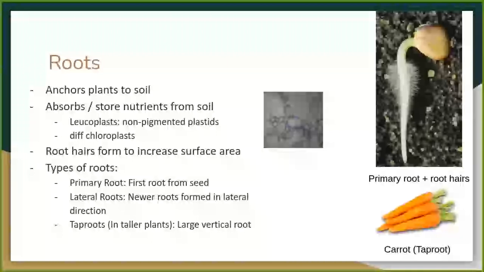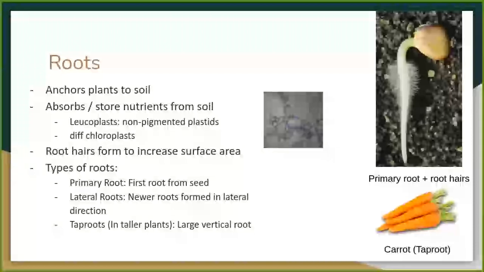These are structures that will be used to increase the surface area of the root underground, and this allows it to reach more materials. There's certain types of roots: the primary root, lateral roots, and taproots. One thing I forgot to mention: roots can store materials in specialized plastids. These are non-pigmented. They're called leucoplasts. If you think about chloroplasts in your regular biology classes, it's similar to that, except it's non-pigmented.